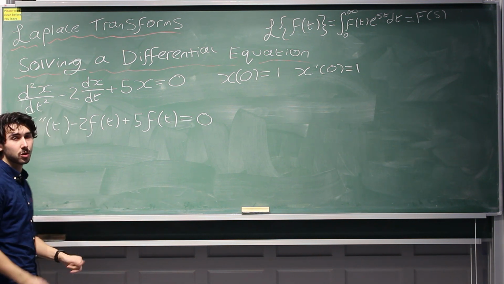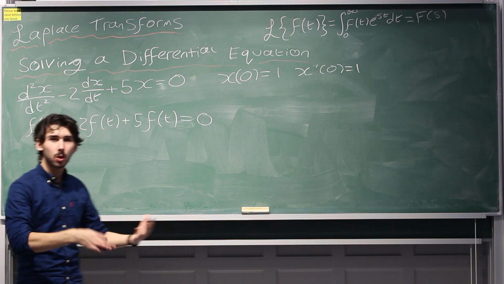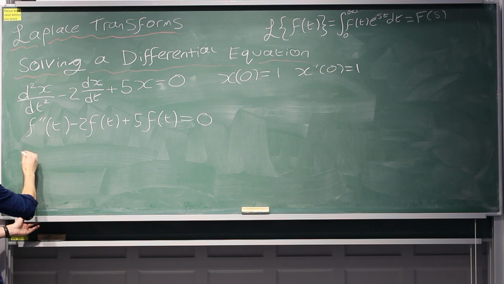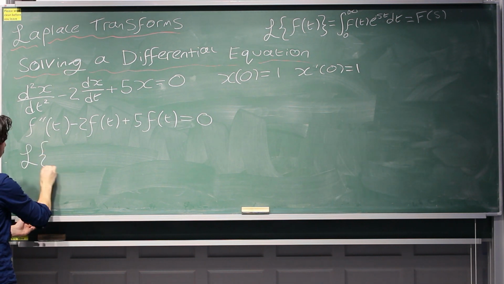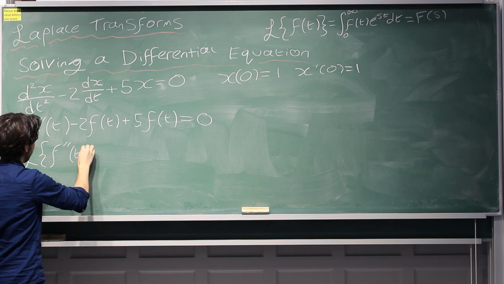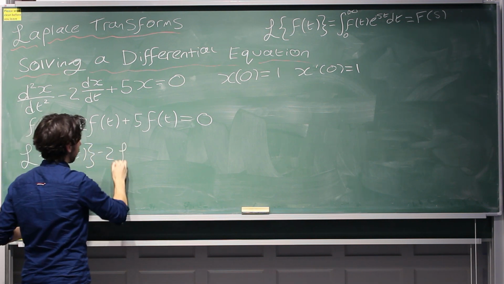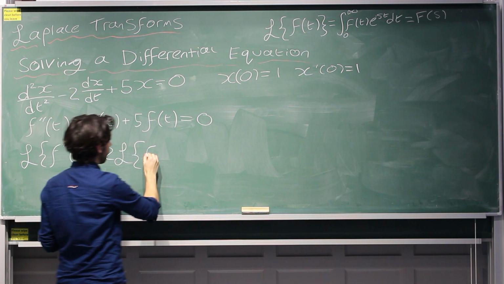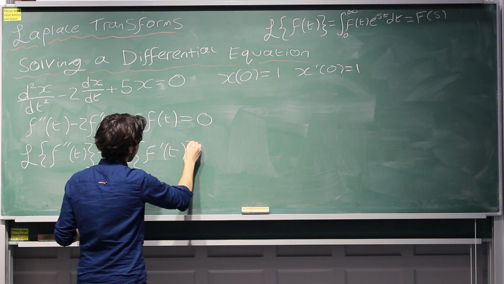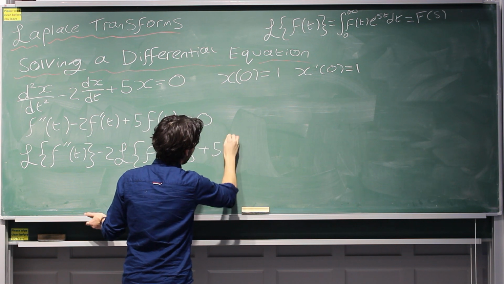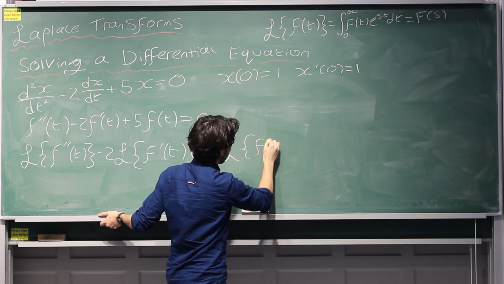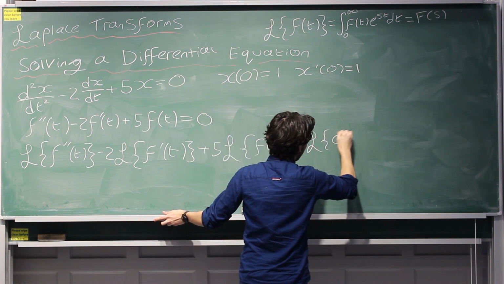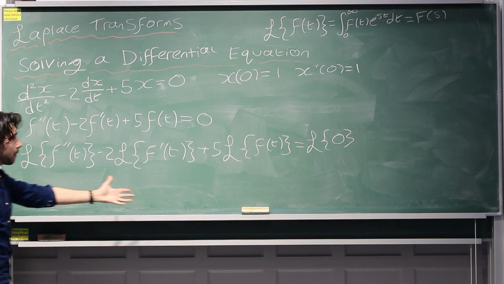Let's now take the Laplace transform on both sides. I will immediately apply the linearity straight away, just to not waste space. So I'm going to write this as the Laplace transform of the second derivative, minus 2 times the Laplace transform of the first derivative, plus 5 times the Laplace transform of just f of t. And that's equal to the Laplace transform of 0, which is still 0 because it's a homogeneous equation. Hopefully that makes sense.